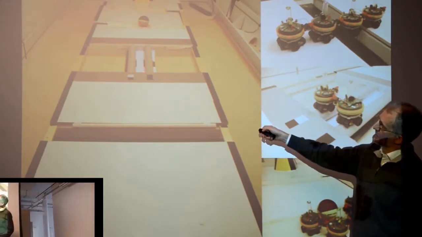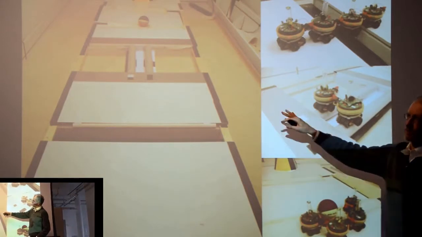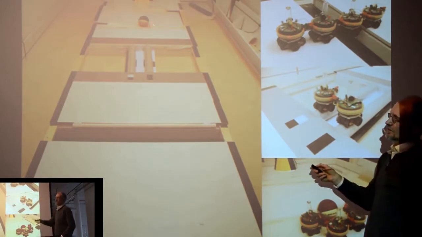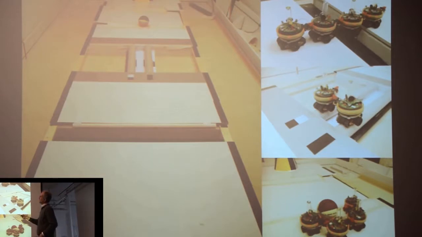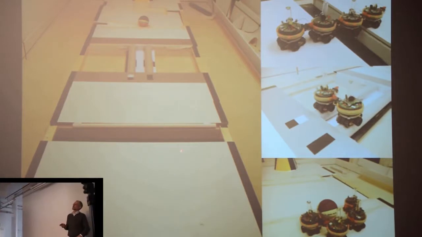For example, here there is a gap from here to here. Here there is a much bigger gap, but there are 2 cylinders, like a kind of bridge on which robots can pass. And here there is an inclined plane, and there is a ball that the robots should be able to push towards the goal location that is given by this light here.